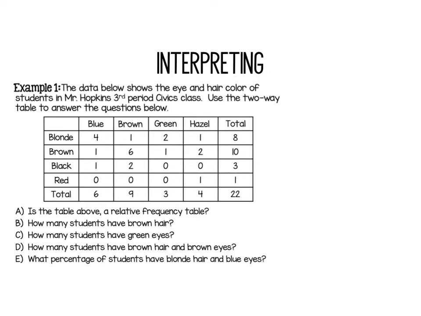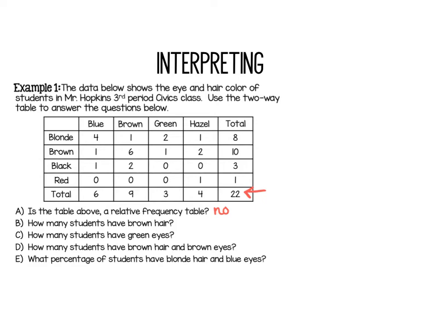So looking at example 1, it says the data below shows the eye and hair color of students in Mr. Hopkins' 3rd period civics class. Use the two-way frequency table to answer the questions below. So if I look at this, this is showing me the number of students. So I know that this is expressed in the number of students because this number is not 100, which means that it's not expressed as a percent. So this is not a relative frequency table because it's not expressed in percents.